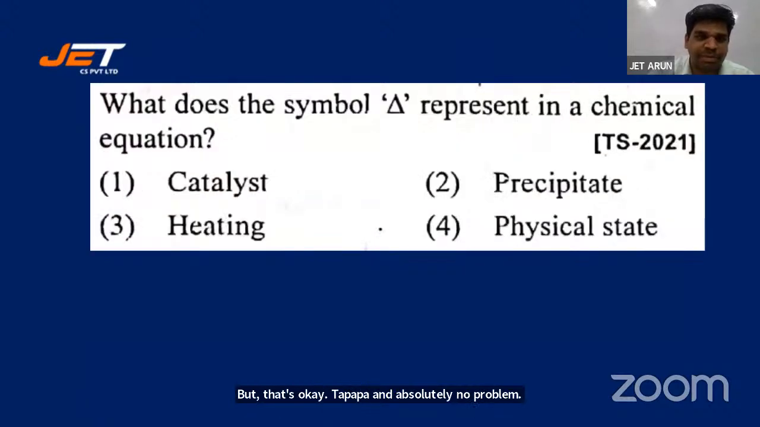All right, let's see the next one. What does the symbol delta represent in a chemical equation? Does it mean a catalyst, a precipitate, heating, or a physical state? Oh, rapid answers again. Good. 3, 3, 3, 3. Faster than I can read. Good, students.